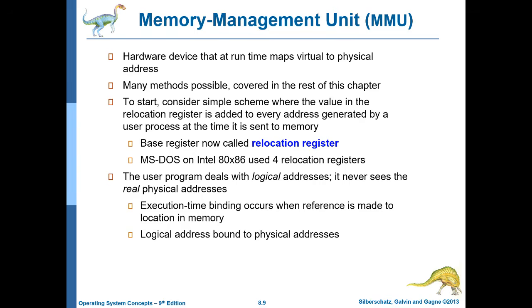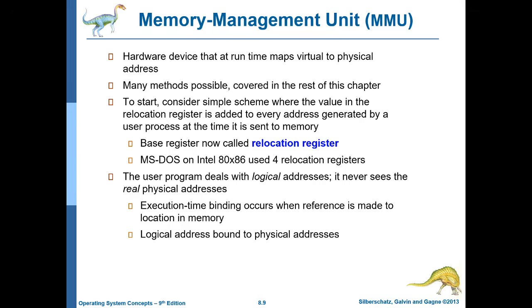So for example, we consider a simple scheme where we have a value in the relocation register, which is the starting address of a process, and then we add the value of the relocation register to every address generated by the CPU. The CPU will generate a logical address, and to get the physical address we add the logical address to the relocation register value, and the final value will be some physical address in the main memory.